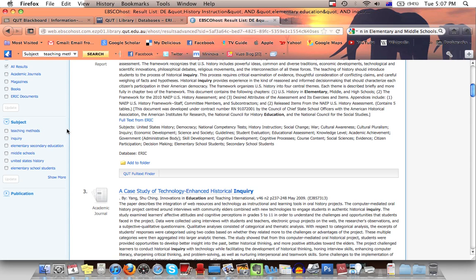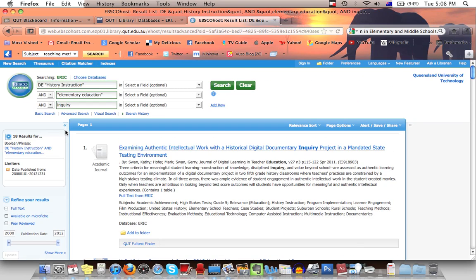This allows me to look specifically for articles on teaching methods, inquiry, elementary secondary education, middle school, United States history, and elementary school students. If I want, as I did not, this gives me the opportunity to search for specific subjects and it allows me to do so in a more efficient manner rather than adding rows and using Boolean operators not and or. So that is my search for information on historical inquiry.